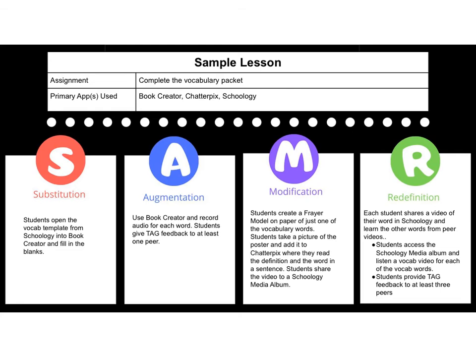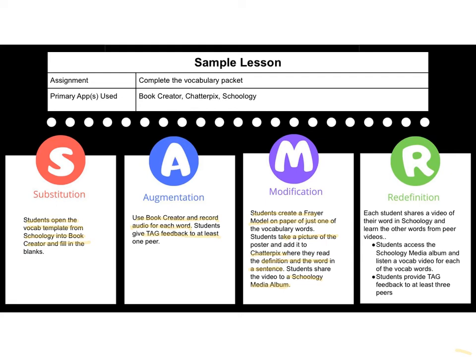Here's another one. Let's run through a vocab packet. So substitution, they just open the vocab template into Book Creator and fill in the blanks. Augmentation, same thing, use Book Creator, but use the audio. And use some tag feedback to a peer. Modification, we could still be working here with our Frayer model, but now students can take a picture and add it to like a Chatterpix, add their definition, use the word in a sentence, and then sharing those out somehow.